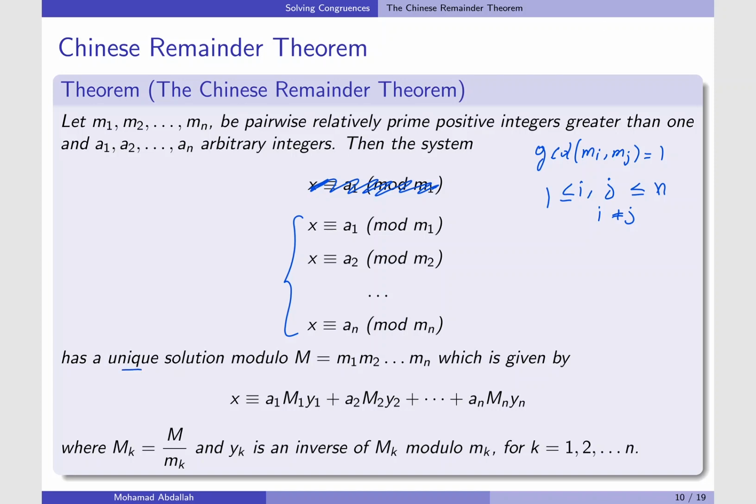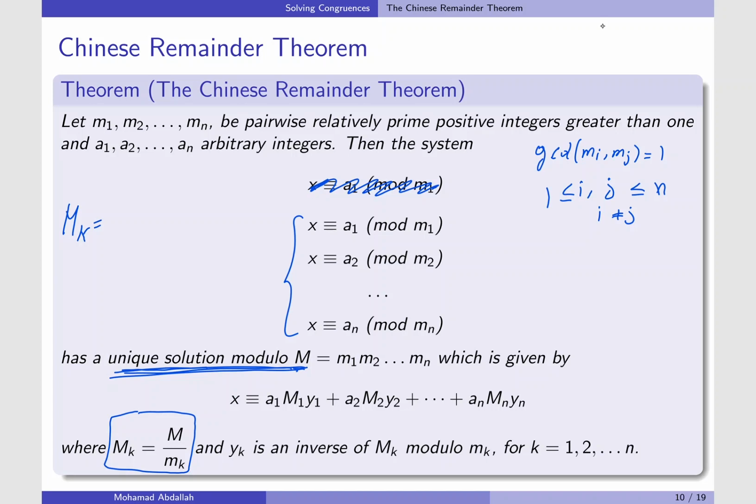Then there is a unique solution modulo M. Of course, now there will be infinitely many solutions, but there's only one modulo M, where this capital M is m1 times m2 up to mn, the product of these moduli. And this solution is given by this expression. Notice a1 is given, so a1 is not hard to find. Capital M1 is not hard to find because Mk is just M over mk. So capital Mk is the product of all the m's except small mk.